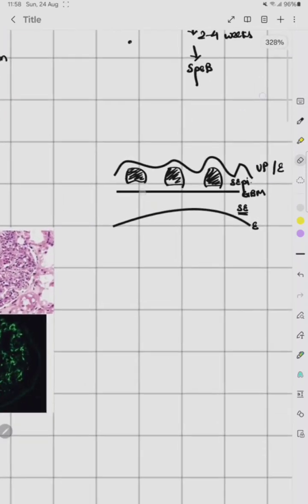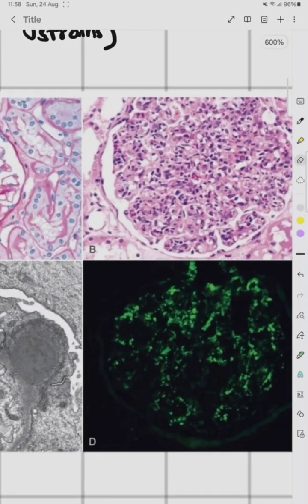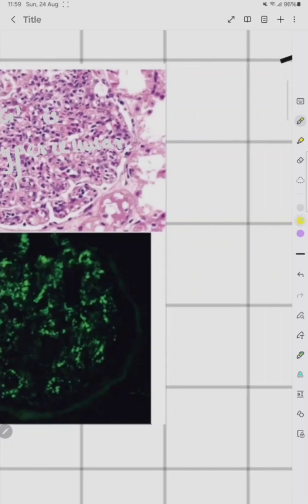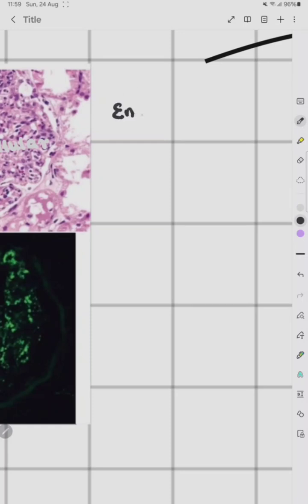Now let's talk about the morphology. Again, as I've already mentioned briefly, the glomerulus is hypercellular. Now the hypercellularity is because of endothelial proliferation, glomerular cell proliferation, mesangial proliferation.